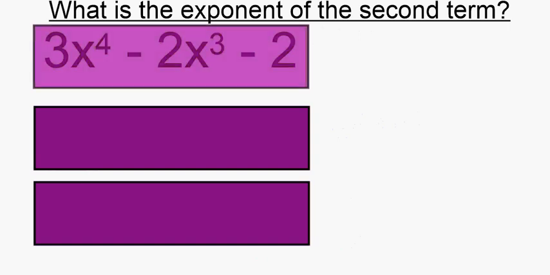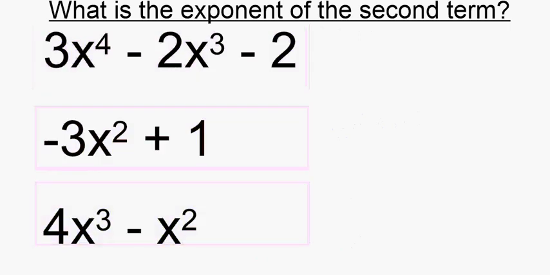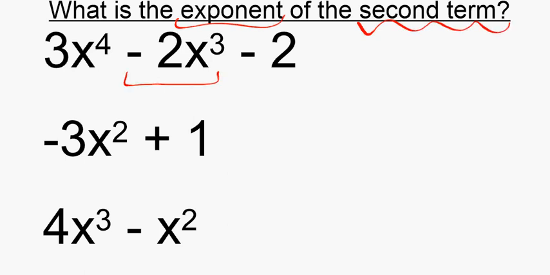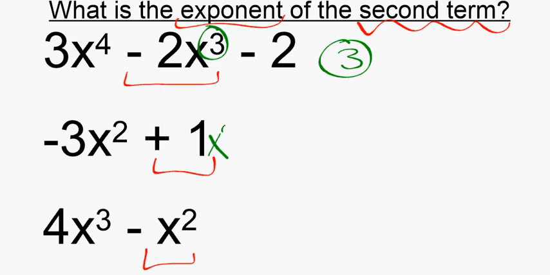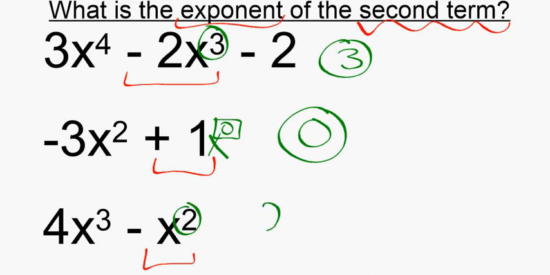Next question is identifying the exponent. Again, we're looking for the exponent of the second term. So I'm going to underline our second term here for each of these. And then let's identify the exponent. So here's our exponent 3. The next one, there is no variable, so its exponent is actually 0. And then this third one, the exponent is 2.